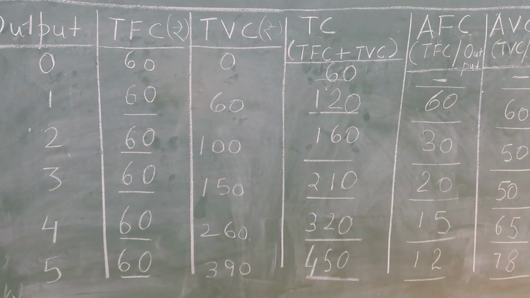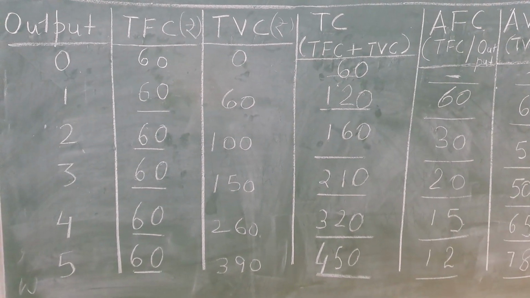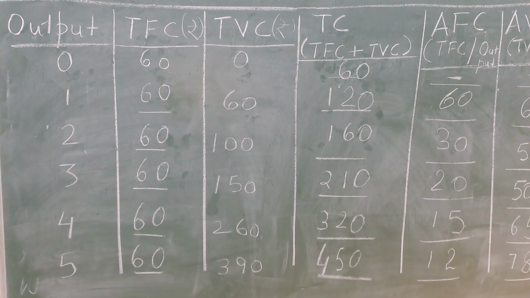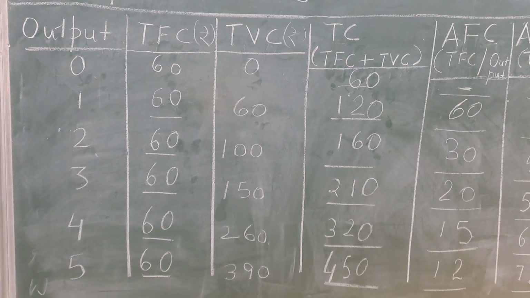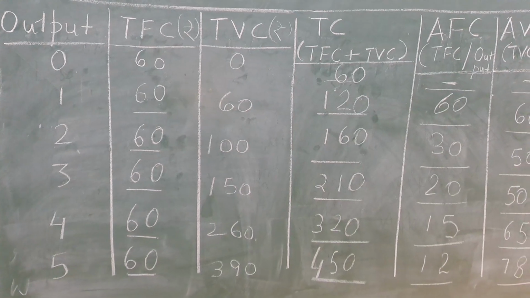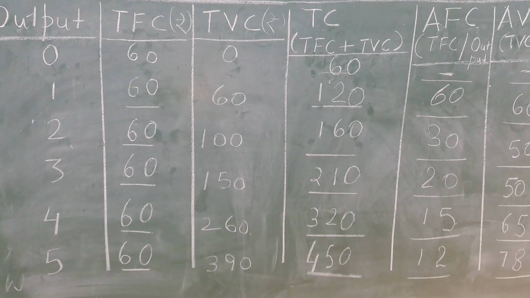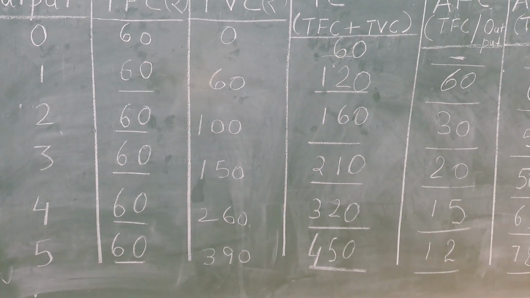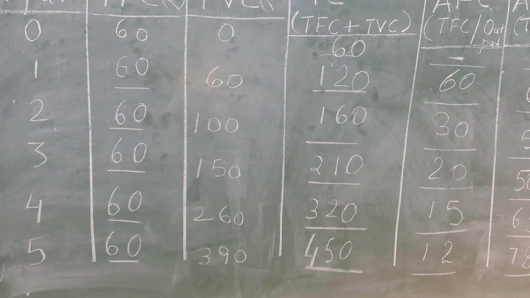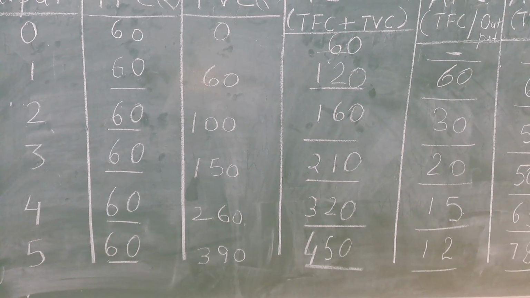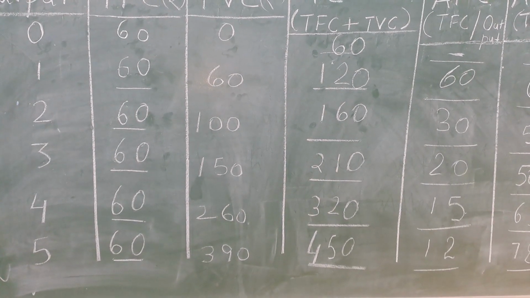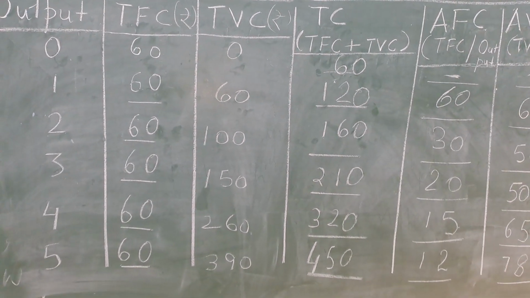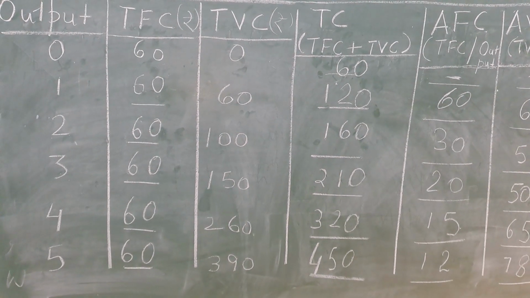Okay, now comes average fixed cost. Average fixed cost is total fixed cost upon output. Now first one is TFC 60 divided by 0 is nothing. Then 60 divided by 1 is 60. 60 divided by 2 is 30. 60 divided by 3 is 20. 60 divided by 4 is 15. 60 divided by 5 is 12. So you get AFC also, average fixed cost.